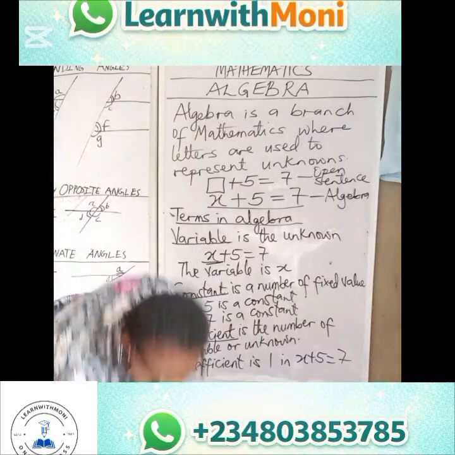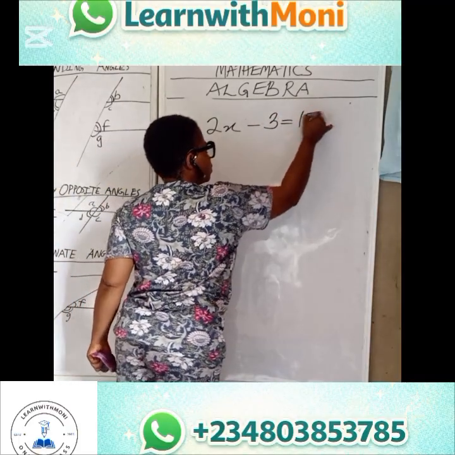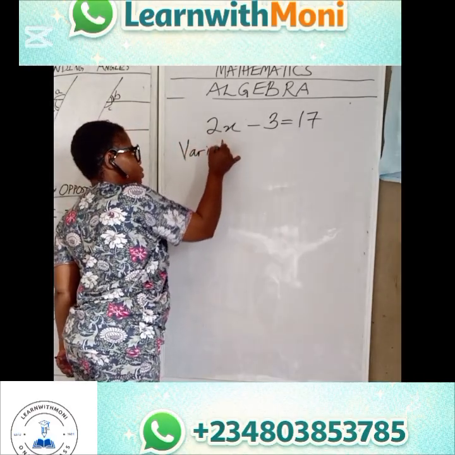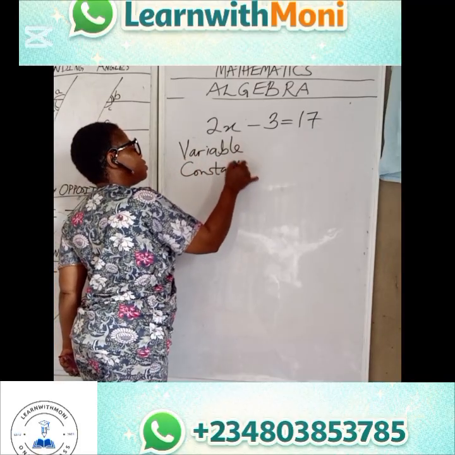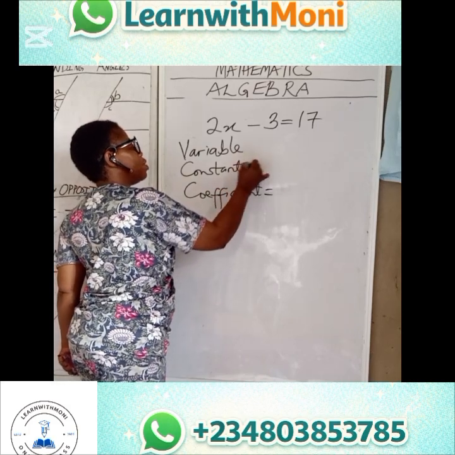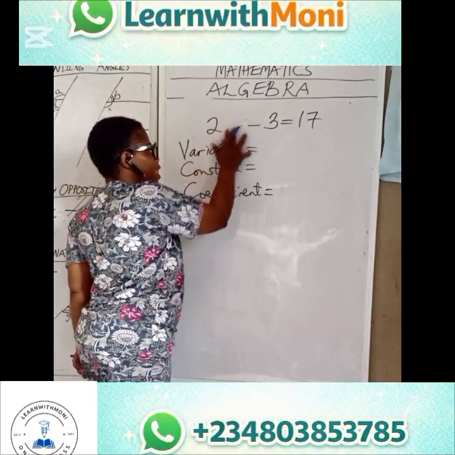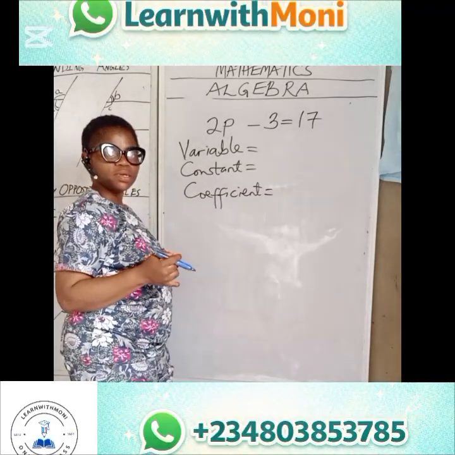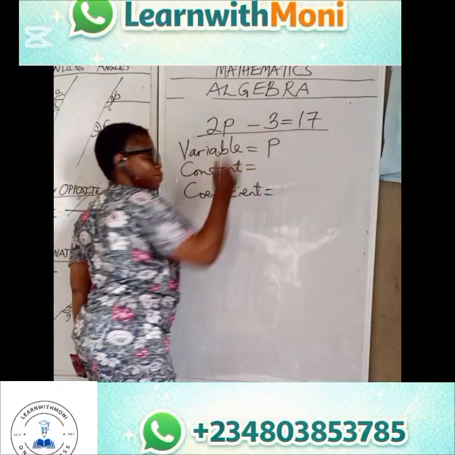Let's see another example, like 2x minus 3 is equals to 17. In this equation, I can be asked what the variable is, what the constant is, and what the coefficient is. So let's fix that. The variable here is x. If I decide not to use x and I decide to use p, 2p minus 3 equals to 17. The unknown in this equation, what I don't know in this equation, is p. So p is the variable.